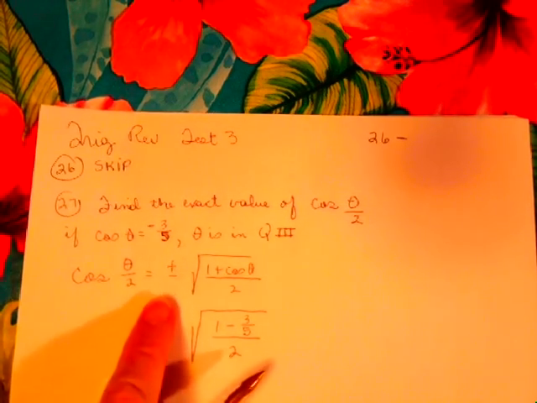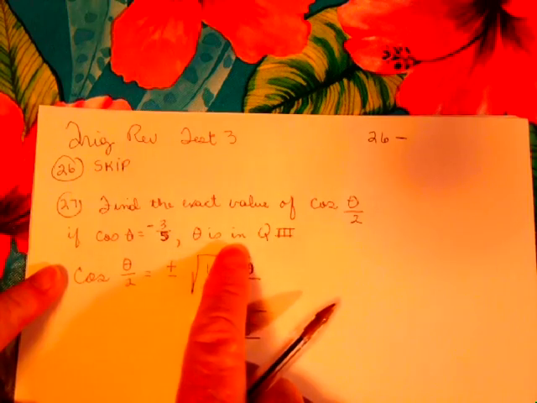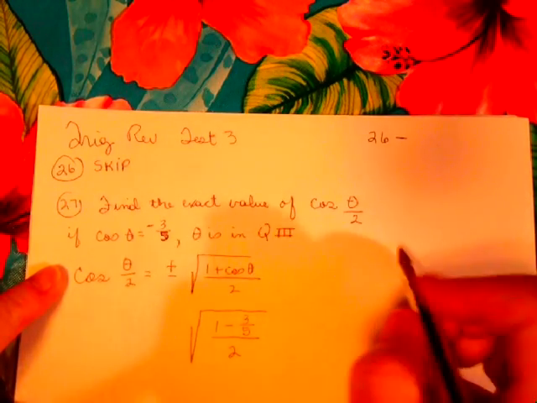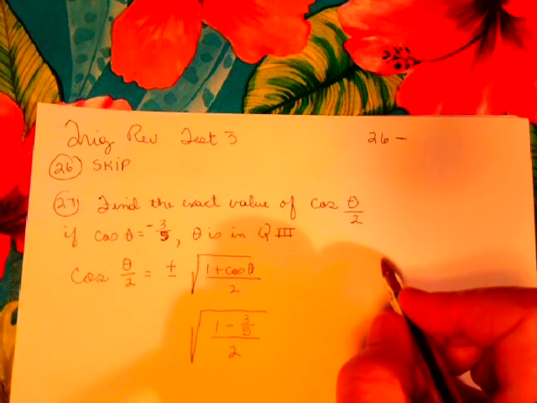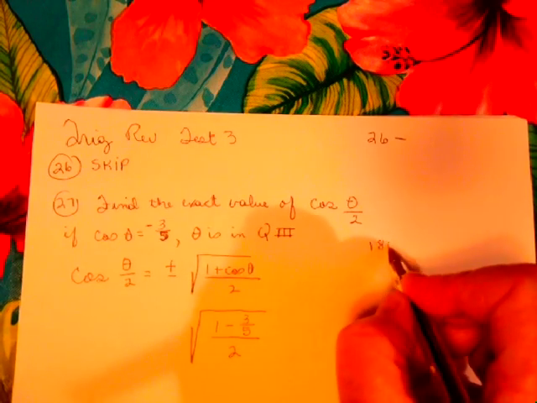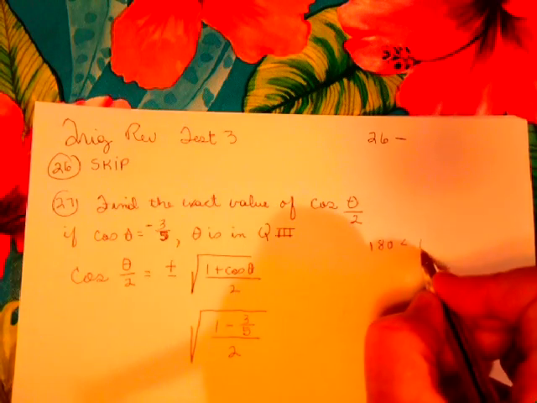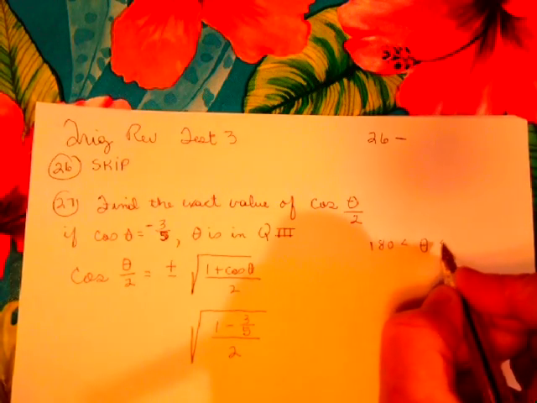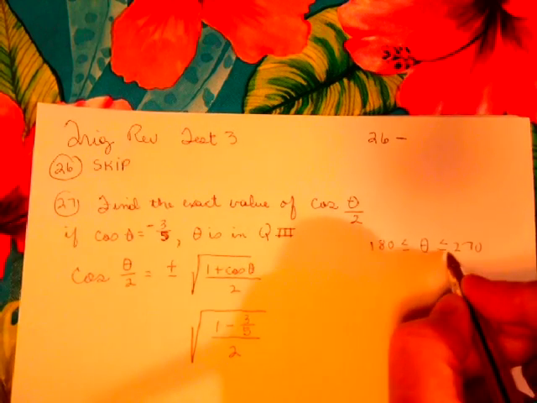I have to decide if the sign outside of the square root symbol is plus or minus. I do that by looking at what they've told me about theta. They've told me that theta is in quadrant 3. That tells me that 180 is less than theta is less than or equal to 270.